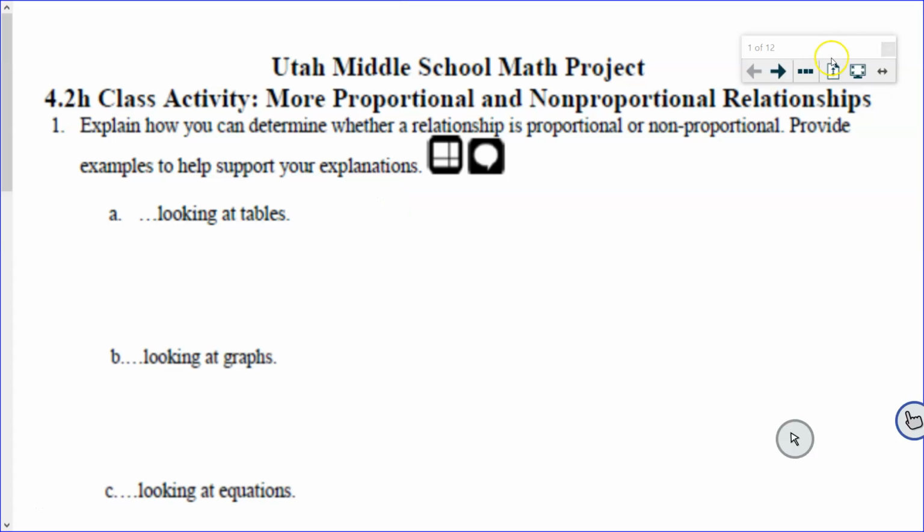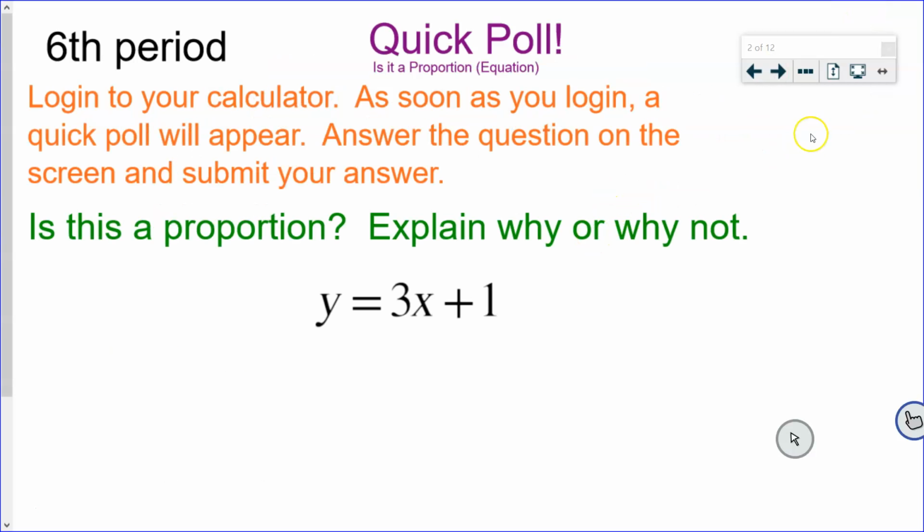Hello Math 7 students, this is Utah Middle School Math Project 4.2H, More Proportional and Non-Proportional Relationships. The whole point of what we're going to be going over today is to review when we can identify when a relationship is proportional and when it is not proportional. To get started though, we've got a warm-up here, this quick poll. Is this a proportion?